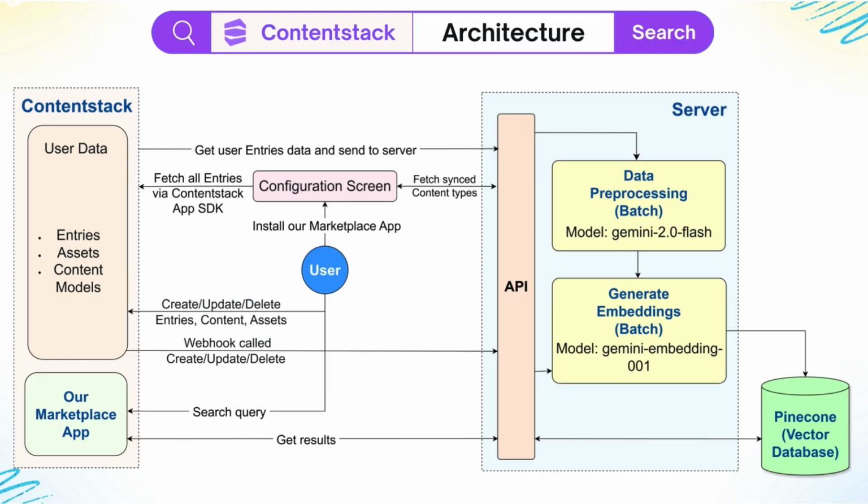So now, when a user later updates their entries, assets, or content schema, Contentstack triggers a webhook to our server. For entries, we repeat the preprocessing and embedding generation before updating the vector database. For asset or schema changes, we only update the metadata since these fields do not affect embeddings.